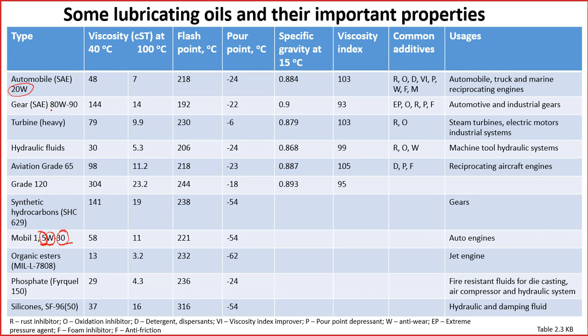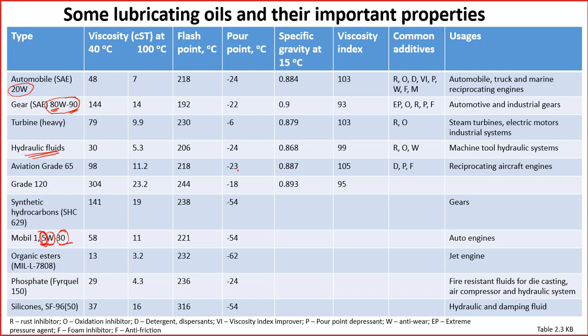So 80W means it can work at much lower temperature in the winter than this one. And 90 means on the higher side, the higher temperature. So this is how the name of the lubricating oil is written. These are different applications, automobile applications, gear applications, hydraulic fluids also contain lubricating oils. And these are the viscosities, the flash point. Flash point is the temperature at which the material will ignite if given a spark or a flame.